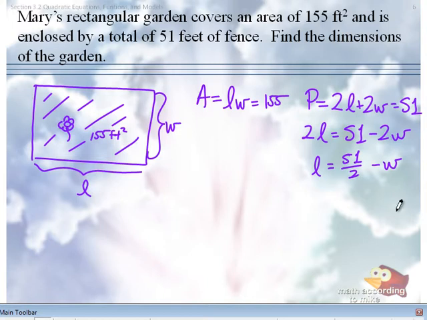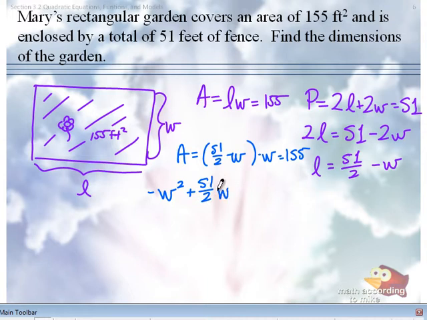So now instead of the L in the area equation, we could write 51 halves minus W times W equals 155. Oh, that got squishy. Sorry about that. If you distribute that W through, you would get negative W squared. I'm rearranging the terms. Plus 51 halves W equals 155.